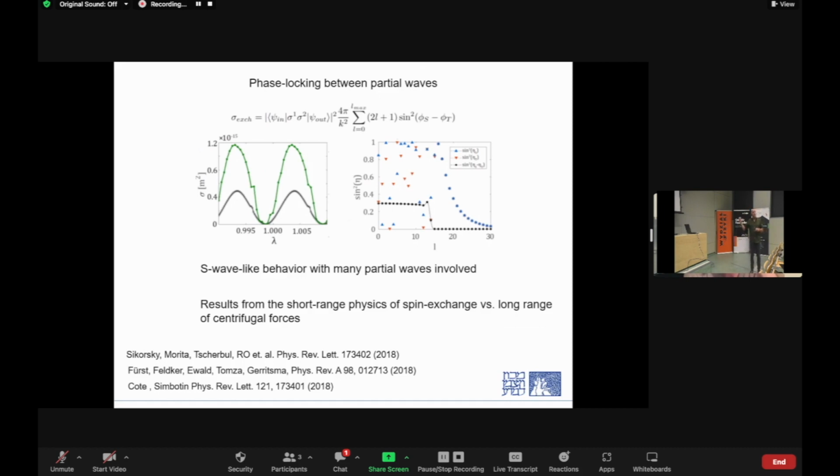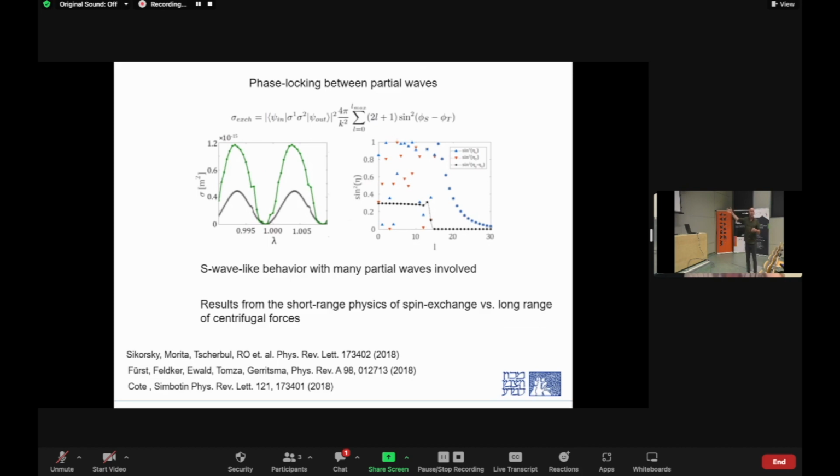The intuition as to why you get that type of S-wave behavior, even though you have multiple partial waves, has to do with separation of length scales. Spin exchange happens at very short distances. Okay, the singlet and the triplet are separate at molecular distances. However, the centrifugal barrier is, as we discussed, hundreds of nanometers away from the origin.